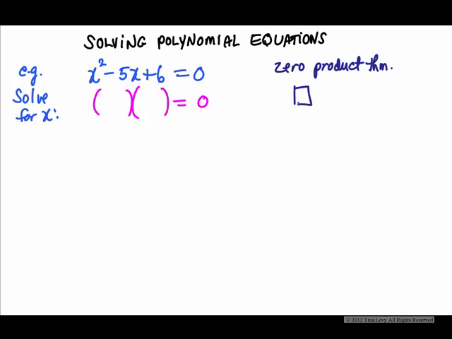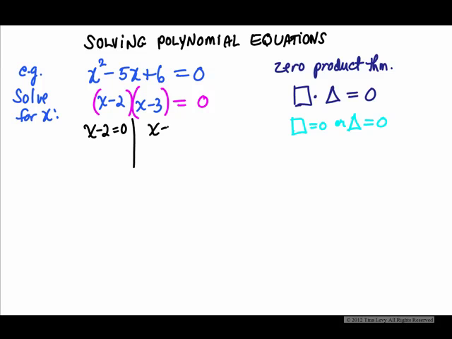And that's saying if box times triangle is 0, either box is 0 or triangle is 0. The only way you can have 0 from a product is if one of those expressions is 0. Now we're going to factor x squared minus 5x plus 6. We have x and x. To multiply to get 6 and add to negative 5, we need negative 2 and negative 3. So now my steps are either x minus 2 is 0 or x minus 3 is 0.